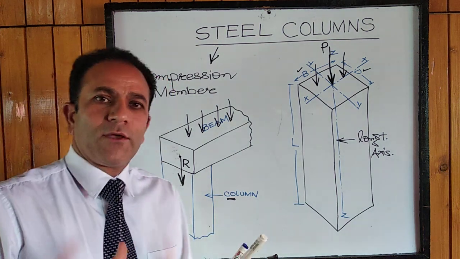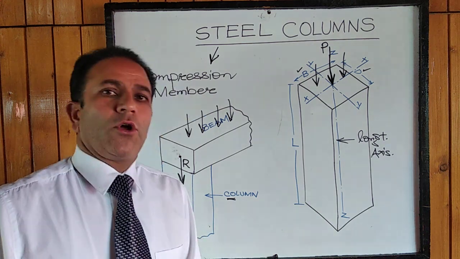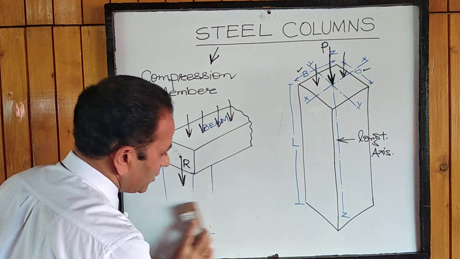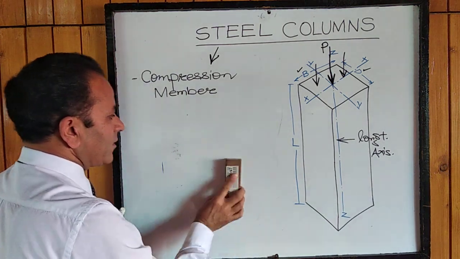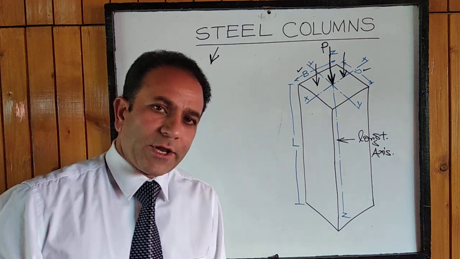So we summarize: a column is a member in which the load acts parallel to the longitudinal axis, and a column is a compression member which will receive the reaction from the beam and then transfer it to the footing below.